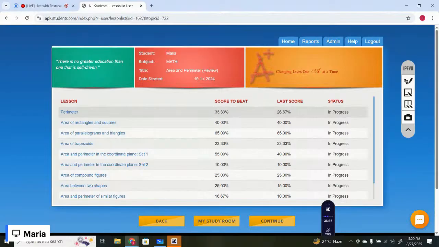The next lesson is area between two shapes. So let's just start with this.